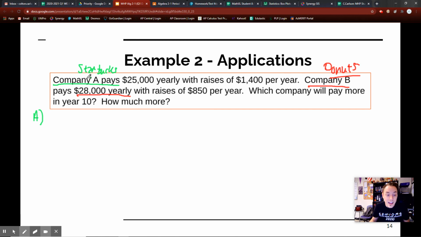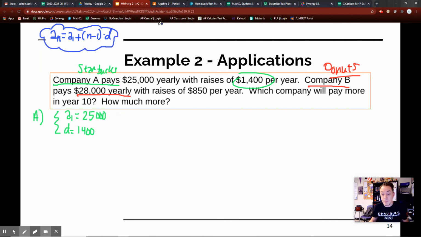So company A pays $25,000. Let's list out our variables. $25,000 is my first term. I start with $25,000. Now, what is the 1,400? That is my common difference. It increases yearly by $1,400. So I'm going to put 1,400 here. Now, I'm going to put up to the top in blue my formula: a sub n equals a sub 1 plus n minus 1 times d. This is my explicit formula.